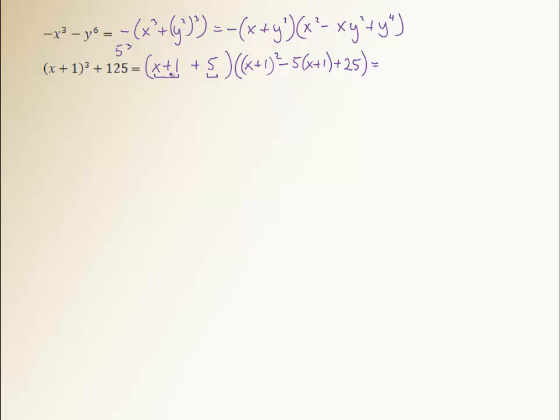So in the first bracket, we can actually add 1 and 5, so it's x plus 6. And the last bracket, we need to square it. We need to perform perfect square. So it's x squared plus 2x plus 1 minus 5x minus 5 and plus 25. Finally, collect like terms, so we end up with x plus 6, x squared minus 3x. 25 minus 5 is 20 plus 1 is 21. And that will be the end of this factorization.